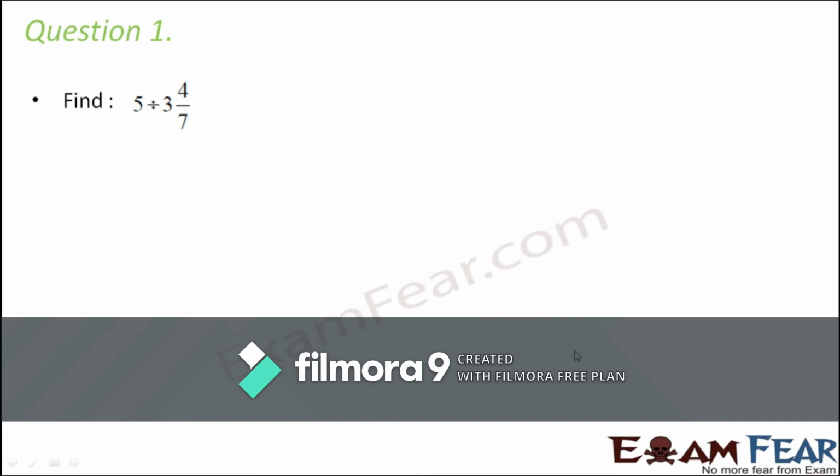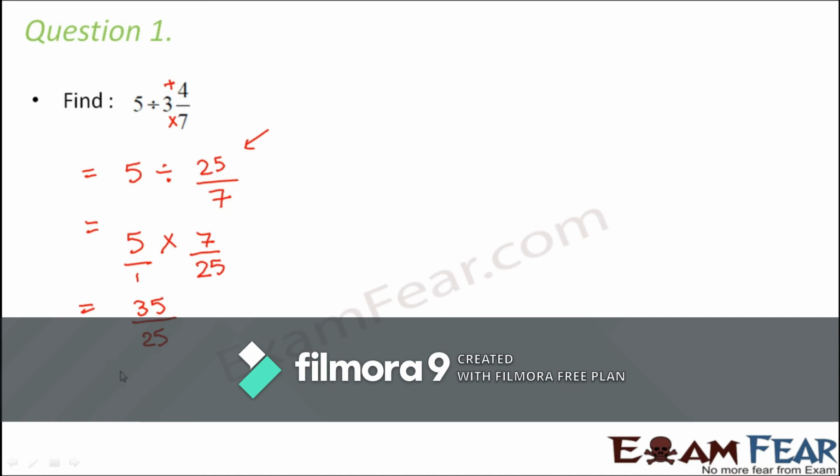Question number 1. Find 5 divided by 3 4 by 7. So first of all, we will convert this mixed fraction into an improper fraction. So 7 into 3 is 21 plus 4, that is 25. So this is 25 by 7. So which is the divisor? 25 by 7 is the divisor. So we multiply it with the reciprocal of the divisor, that is 7 by 25. 5 into 7 is 35, 1 into 25 is 25. So this is 35 by 25.